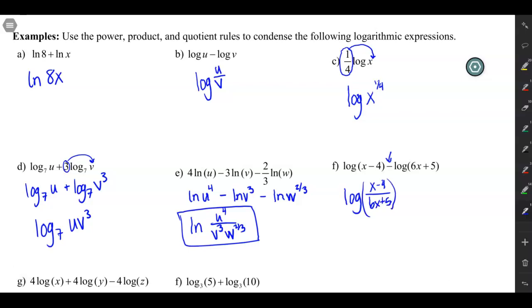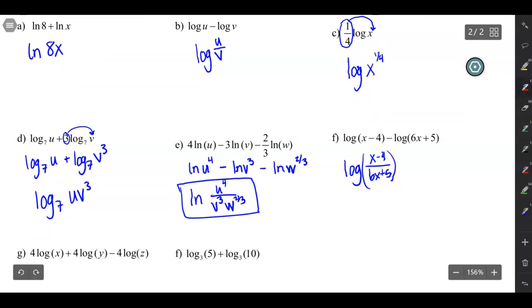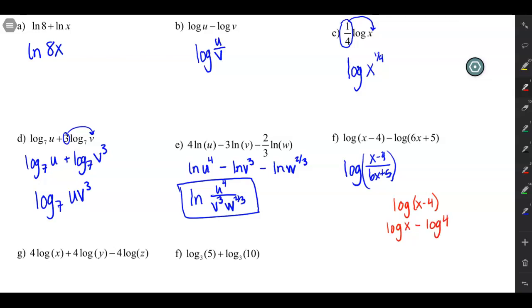Okay. So here's the common mistake that people make. I'm going to do it down here in red so you know this is wrong, okay? Let's say I have the log of x minus 4. What people often want to do is take that one log and separate it into the log of x minus the log of 4. Okay. We can't do that because this looks like I'm trying to use the quotient rule, but to use the quotient rule, you have to be dividing inside of your logarithm.